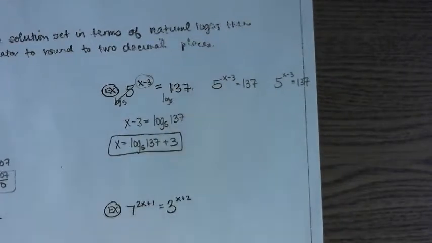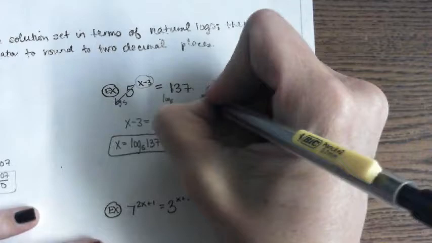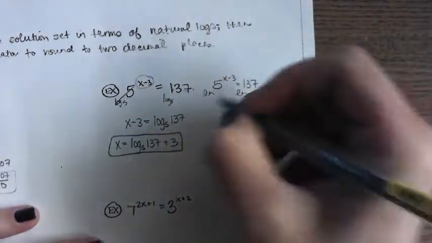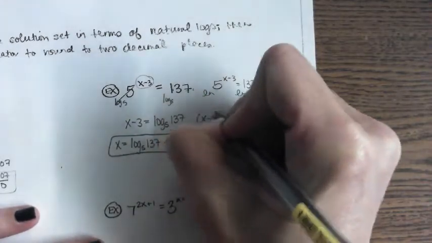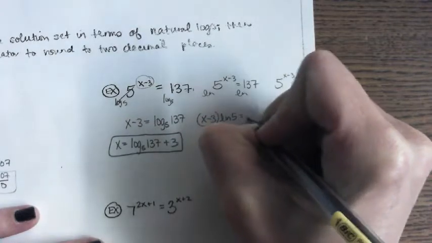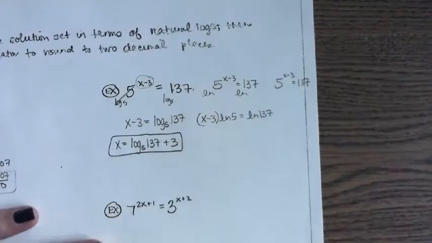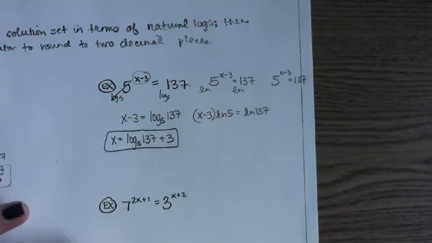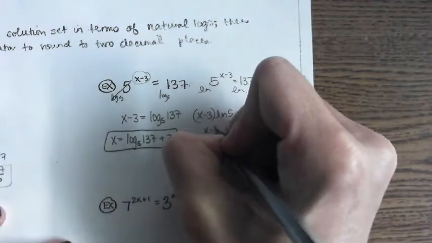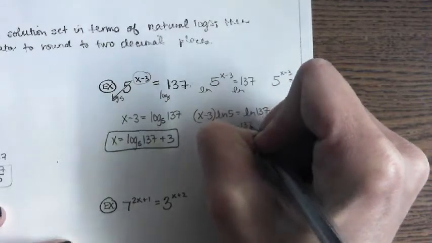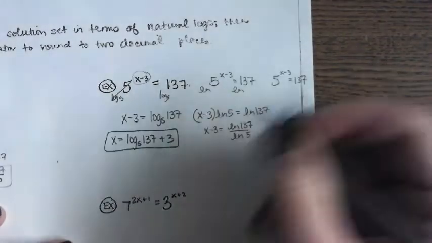You could also, and again, depending on the problem, one of these methods is not always the most efficient. But you could just take the natural log of both sides. And then that would be x minus 3 times the natural log of 5 equals the natural log of 137. Divide over the natural log of 5. And then add your 3.